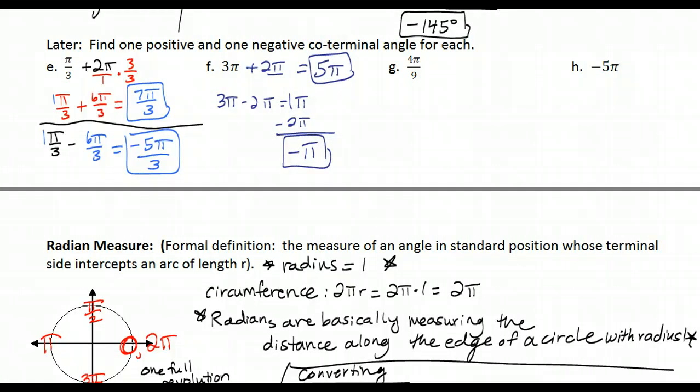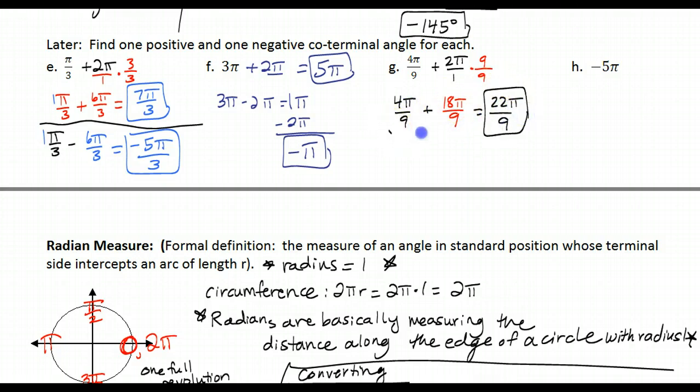Look at G. So again, I'm going to try to add 2 pi, but I don't have a common denominator because that one's a 9. So I'm going to multiply this by 9 over 9. So 18 pi over 9 is the same thing as 2 pi. And then 4 plus 18 is 22. So 22 pi over 9 is my positive coterminal angle. Again, I don't have to refigure this. I already know 2 pi is 18 pi over 9, so I'll just subtract to find my negative one. 4 minus 18 is negative 14 pi over 9 for my negative one.